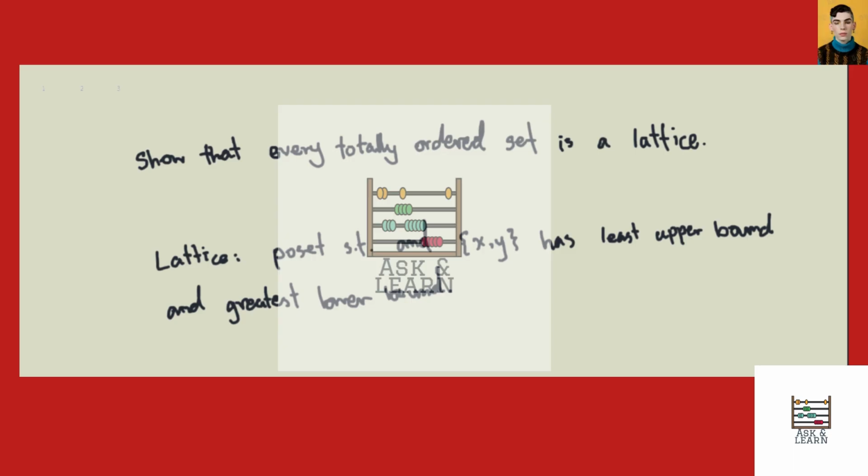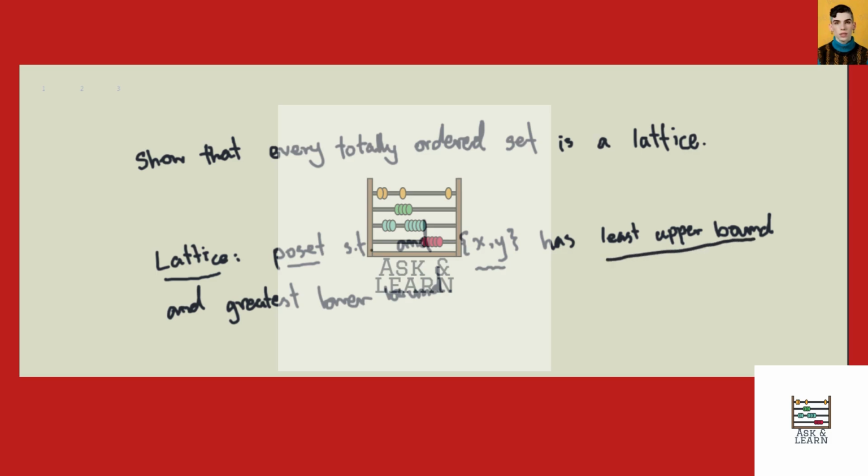In this question, we are asked to show that every totally ordered set is a lattice. A lattice is defined as a partially ordered set such that any pair in the set has a least upper bound and a greatest lower bound.